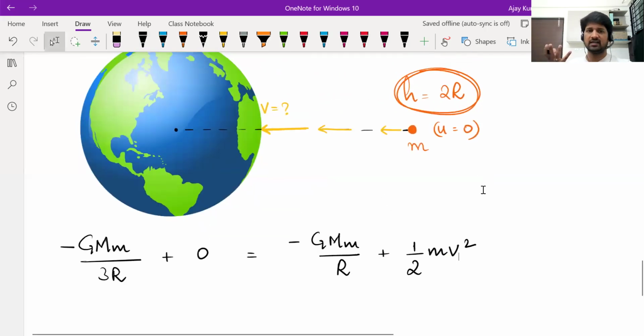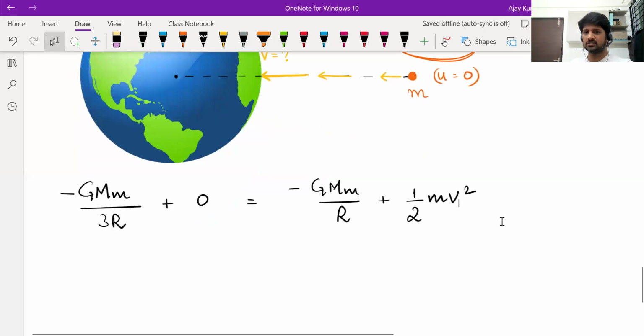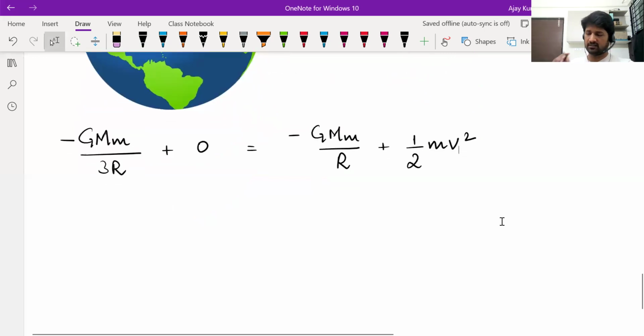After hitting the surface, we can't say what will happen. Because once it hits the surface, you have to apply concepts of collisions. We don't know what kind of collision it is, and you don't even have to bother about all that. Okay. So just before hitting the surface is what we are considering.